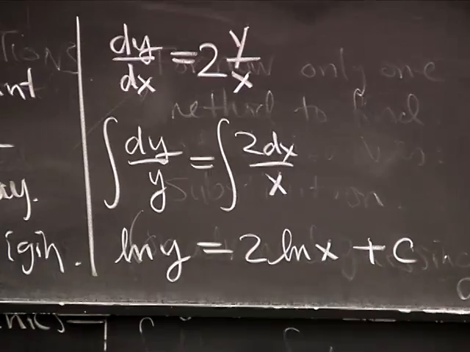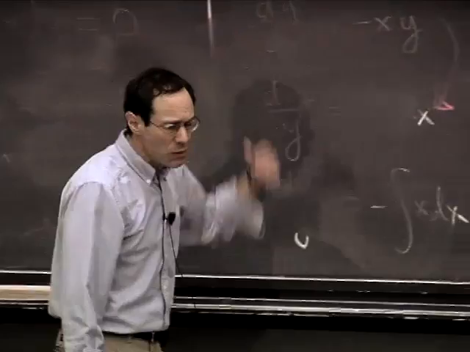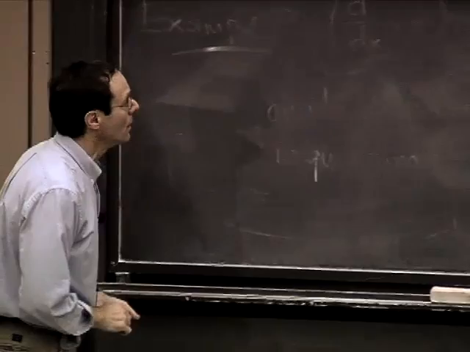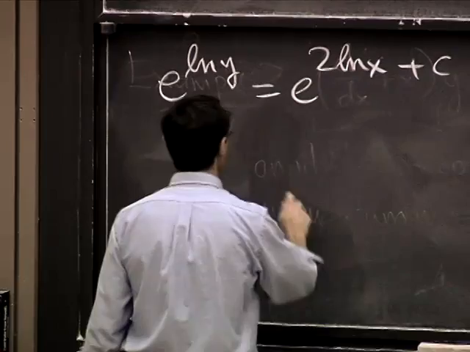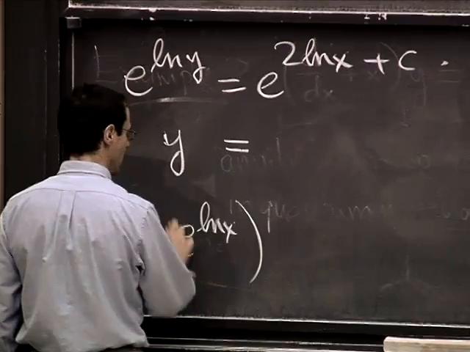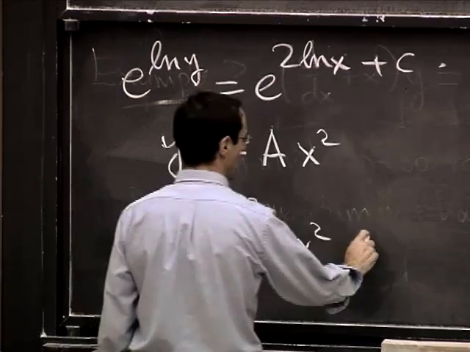So let's see what happens to this example. This is an implicit equation, and of course, we have the problems of the plus and minus signs, which I'm not going to worry about until later. So let's exponentiate and see what happens. We get e to the log y is equal to e to the 2 log x plus c. So this is y on the left-hand side. On the right-hand side, it's e to the log x squared, which is x squared, and then there's an e to the c, so that's another one of these a factors. A is equal to e to the c.